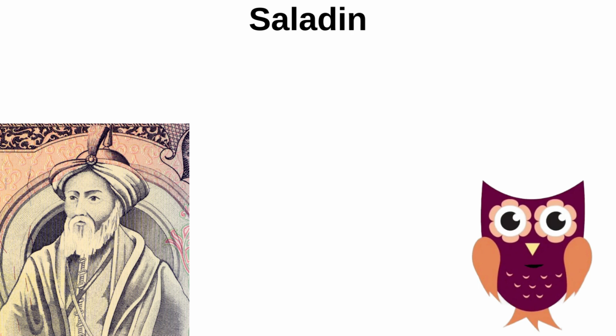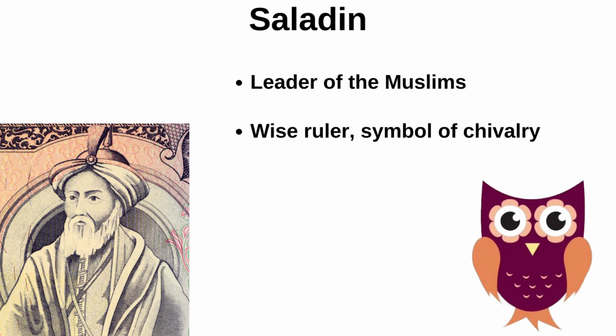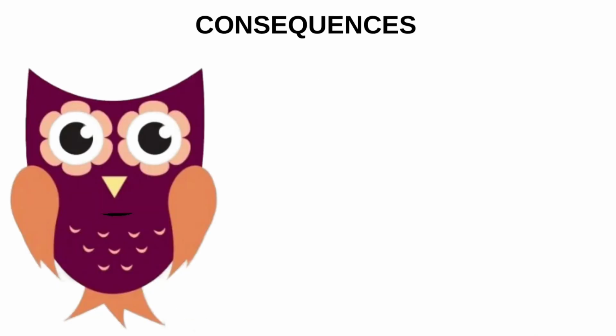Saladin led the Muslims to many victories against the Christians. He was a very wise ruler, and the Christians considered him a symbol of chivalry. Despite their failure, the Crusades had a great importance for the Europeans.